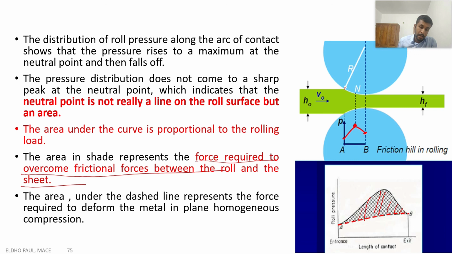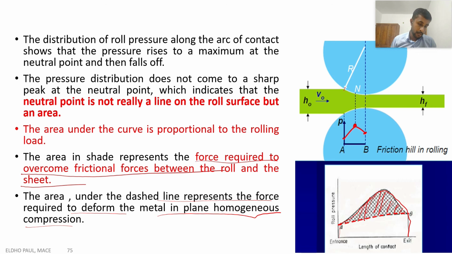The area under the dashed line represents the force required to deform the metal in plain homogeneous compression. To overcome the friction, we need to supply the force, and the rest is actually used for the deformation of the metal. So the dashed line represents the force required for deformation, and the shaded area represents the amount of force required to overcome the friction force.